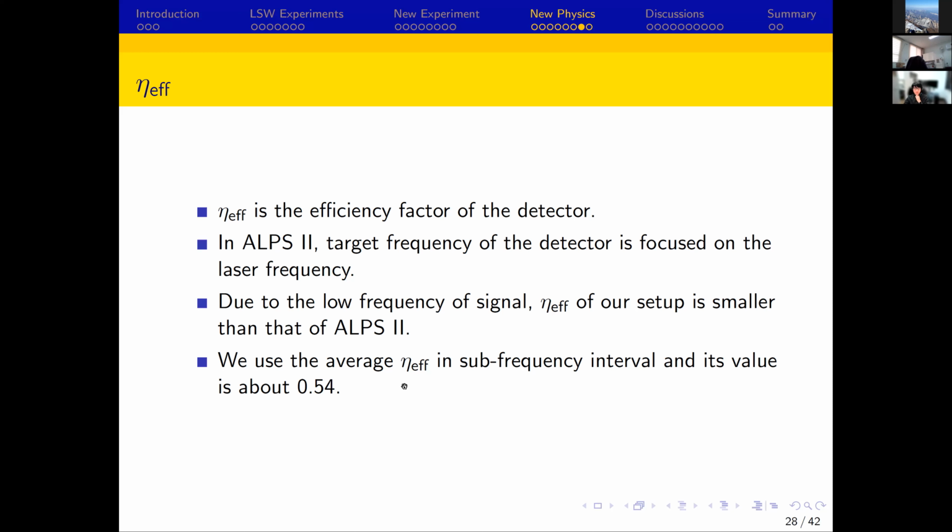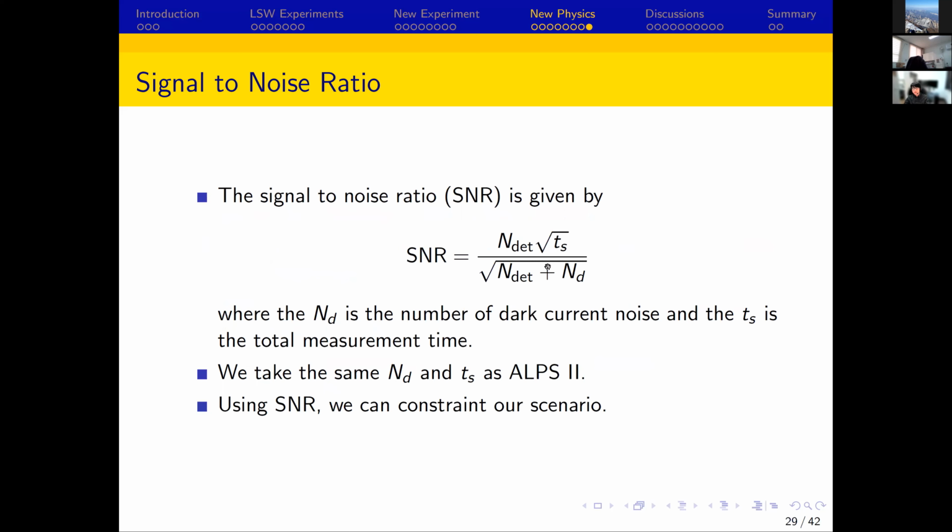And finally, using this detected flux, we can compute the signal to noise ratio in the detector. The signal to noise ratio is given by this formula, where N_D is the number of dark counts and T_S is the total measurement time. We take the same N_D and T_S as ALPS2, and using this, we can constrain our scenario.